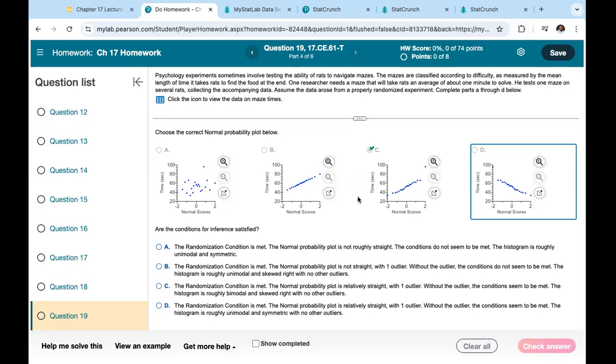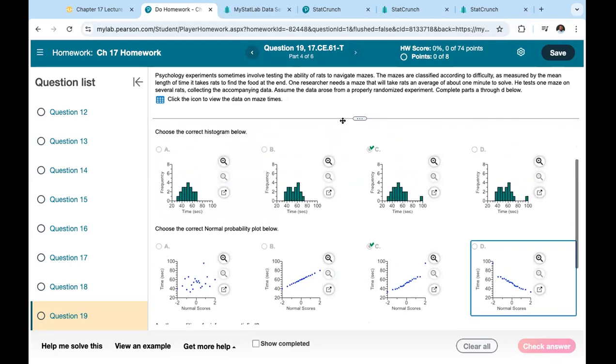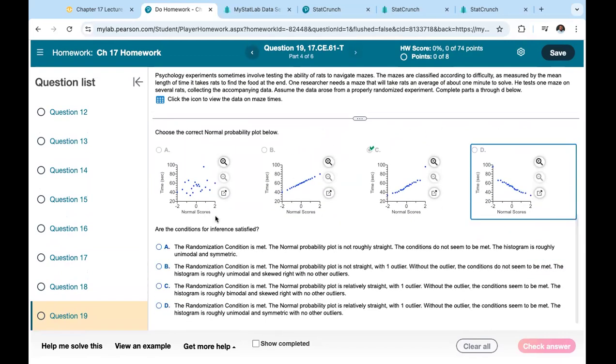And then they're asking you, are the conditions met? So like we've been told, that is randomized. So we can see that the randomization condition is met. And then there's the QQ plot. It's not roughly straight. This is roughly straight.